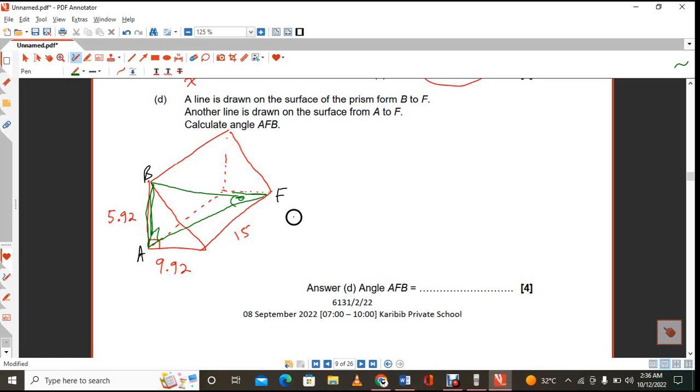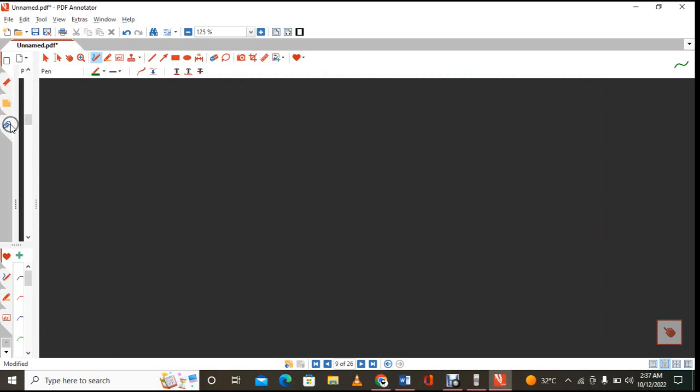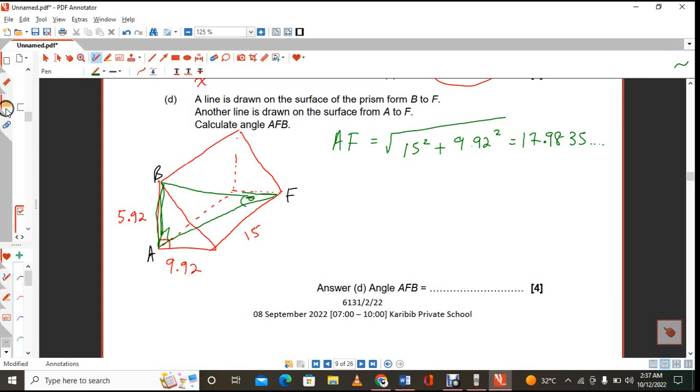Okay, so AFB, what do we know? We have to find the distance A to F. First, for the distance A to F, we have to use Pythagoras, because A to F will be that right angle triangle over there. So Pythagoras says we're going to take 15 squared plus 9.92 squared. That gives us about 17.9835, and so on. So that will be distance AF. Or you can find BF. It's totally up to you which one you want to do, but I'm going to stick with that. So what do I have now? Let me see, what shapes do I have here as an option? Interesting.